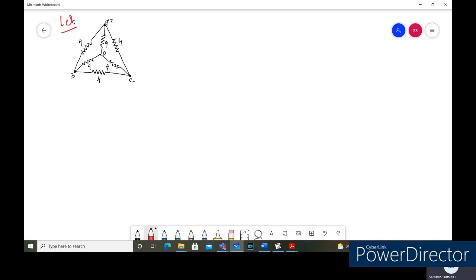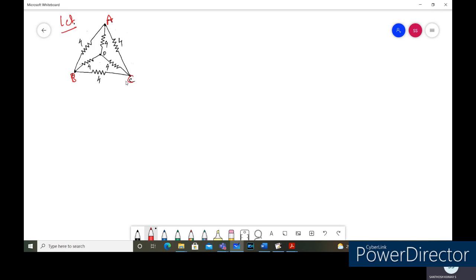Find the equivalent resistance between the terminals A, B, C. Let us assume that the terminals A, B, C are connected to some part of the network. Here we need to find the equivalent resistance between the terminals A, B, C. If you look at the circuit diagram, no series-parallel combination exists.